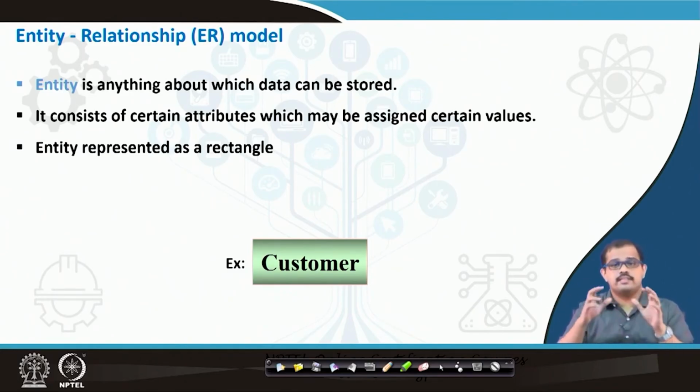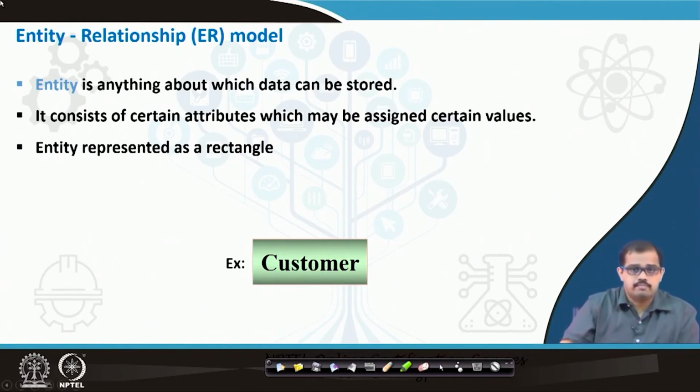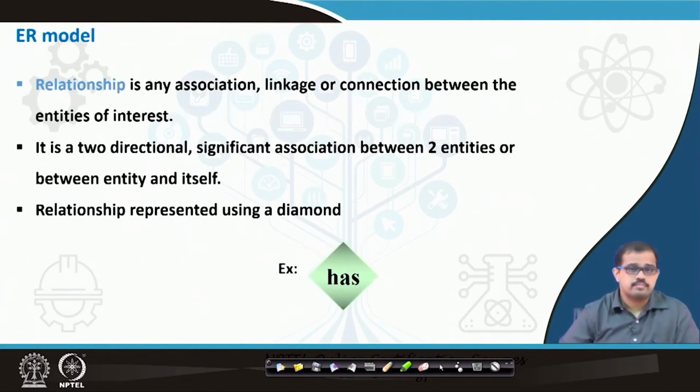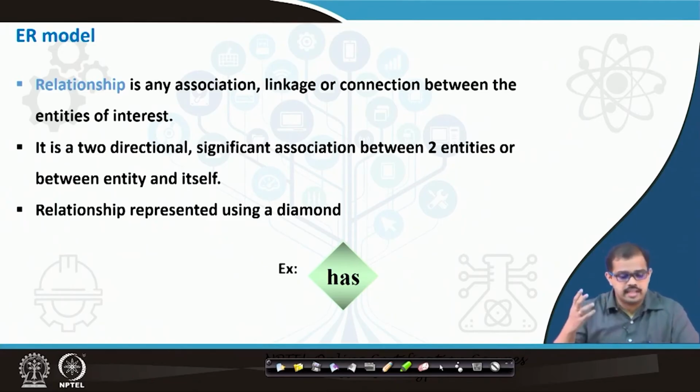Then an entity is represented in the form of a rectangle in a database. For example, I'm trying to represent an entity of a customer. So the entity customer is drawn in the form of a rectangle. Now when we look at the relationship in the ER model, a relation is any association, linkage or connection between the entities of interest.